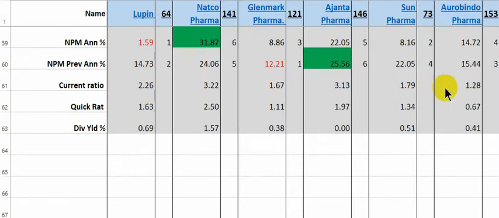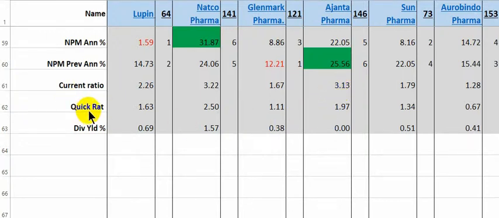So the higher the number, the better it is. The lowest number is of Glenmark, where it had 1.67 times its current assets, and although it can easily cover its current liabilities, in the peer group it had the lowest asset liability ratio other than Aurobindo at 1.28 times. The maximum current ratio coverage was of Ajanta at 3.31 times. That is, it had 3 times more assets than its current liabilities.